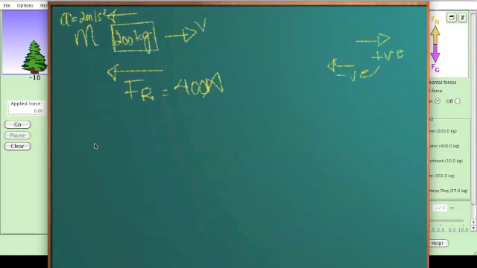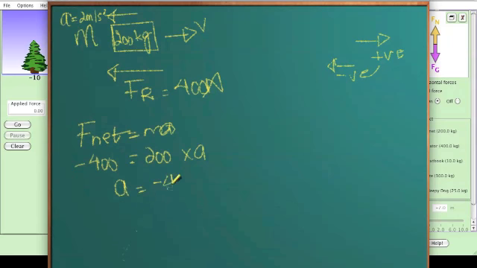So let's see how we'll find the acceleration. It would simply be again F net equals ma, but this time the F net would be minus 400 because it's in this direction, and the mass is 200 kilograms times acceleration. So acceleration equals minus 400 divided by 200. This would give me minus 2 meters per second square, and this would show me that it's towards the left hand side.